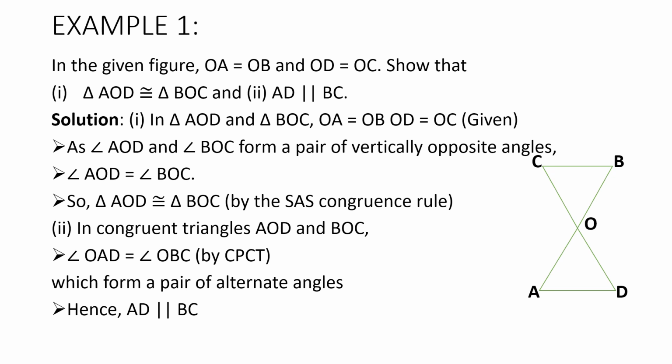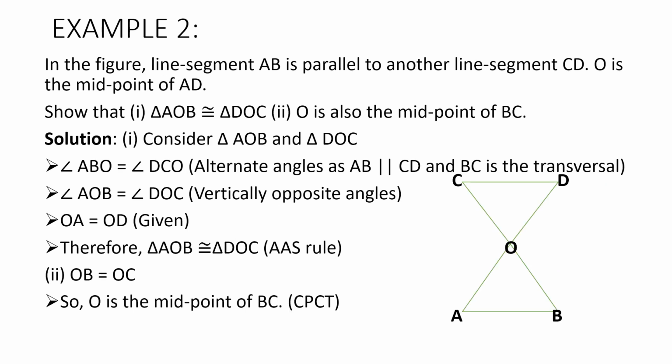To prove the second part, we have to prove AD is parallel to BC. You already have congruent triangles AOD and BOC from the first part. So by CPCT, the corresponding parts are also equal. So angle OAD will be equal to angle OBC. But just see, OAD and OBC form a pair of alternate angles, and you know that if alternate angles are congruent, that means the lines are parallel. So AD is parallel to BC. We are going to discuss many different kinds of examples, so watch the video till the end.